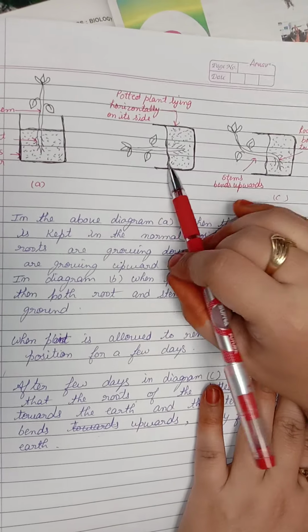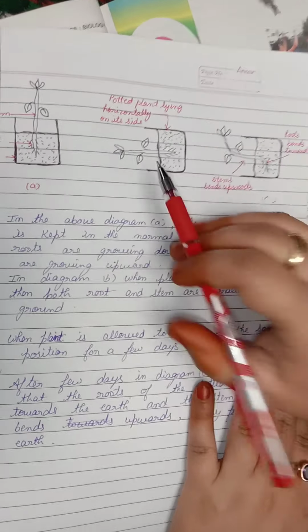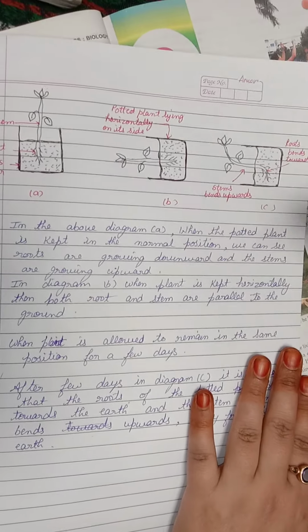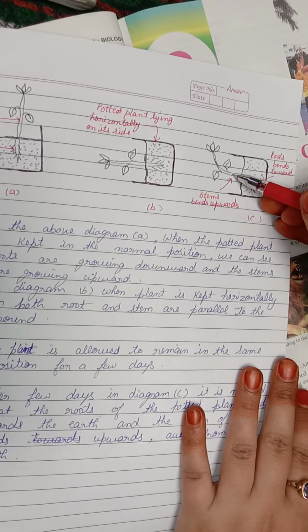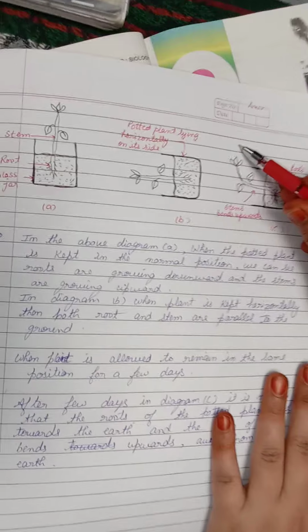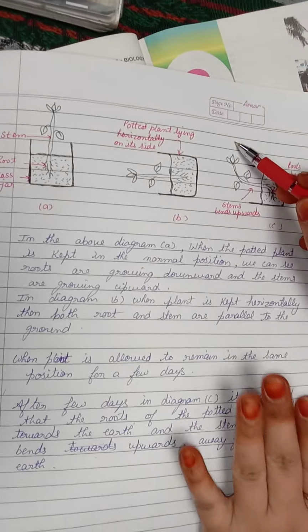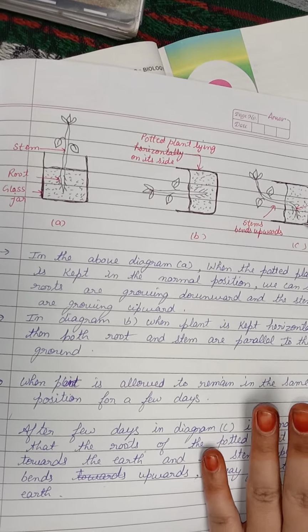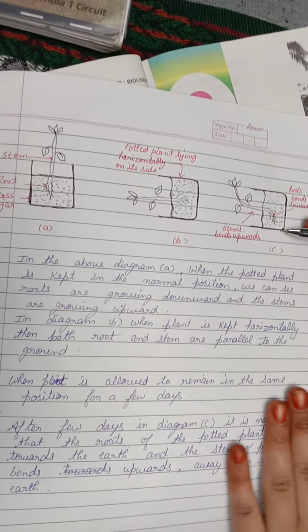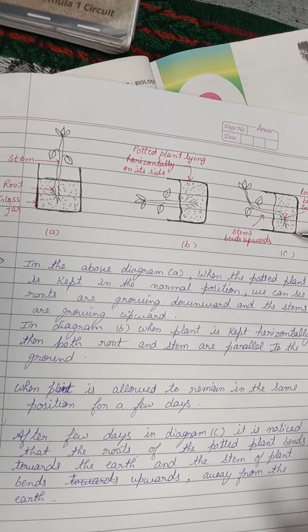I kept the plant in the same position for a few days. Clear? After a few days, it is seen that the stems started moving towards the light, showing positive phototropism, and the roots start moving towards the gravity, showing positive geotropism. Understood? These are the movements of the plant.